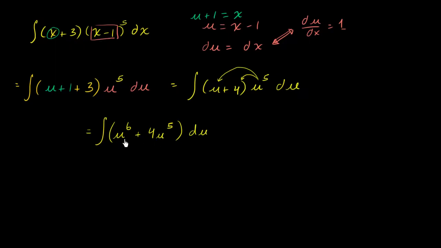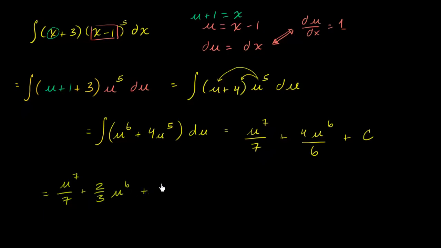But let's finish with this integral right over here. So this is going to be equal to the antiderivative of u^6, well, that's just u^7 over 7, plus the antiderivative of u^5, that's u^6 over 6, but we have the 4 out here. So it's 4 times u^6 over 6, and then we have a plus c. And the 4/6 is the same thing as 2/3. So we can rewrite this whole thing as u^7 over 7 plus 2/3 u^6 plus c. And now we just have to undo our u substitution.